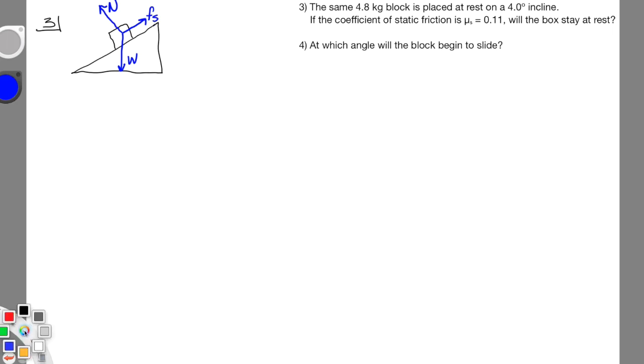These are all of our forces, and with all forces and all vectors problems, we need a coordinate system. I'm going to pick x to be positive up the ramp, and y to be positive perpendicular to the ramp, pointing in the same direction as the normal force. When trying to answer the question of will the box stay at rest, the fundamental question we're trying to answer is: is static friction strong enough?